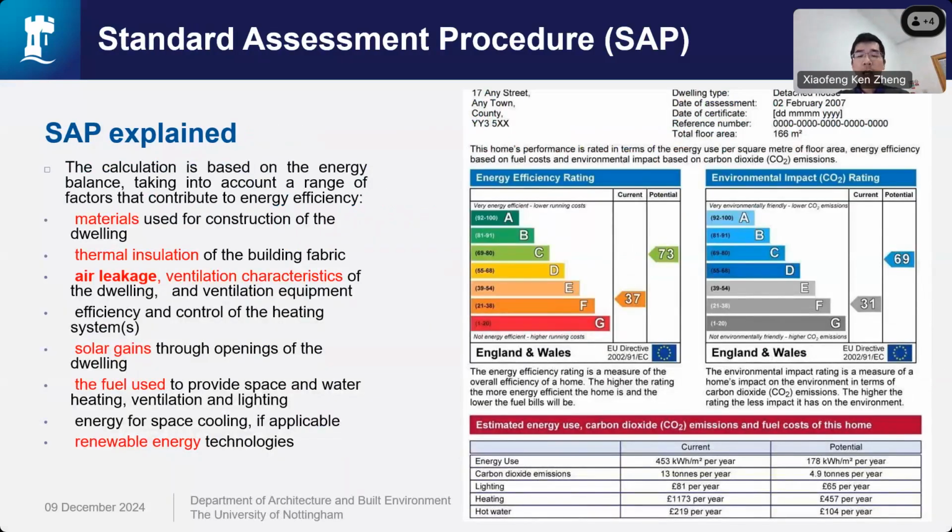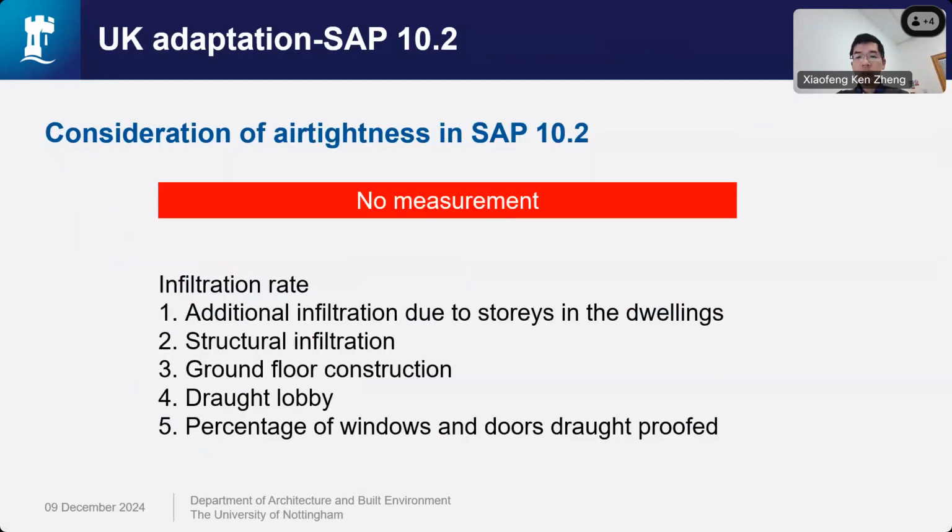So within the UK, SAP, short for Standard Assessment Procedure, is the UK government's current go-to system for figuring out how energy efficient a home is and how much CO2 it produces. It looks at things like construction materials, insulation, heating, air leakage, ventilation characteristics, and also whether the home uses renewable energy to come up with a rating. So how is infiltration estimated in SAP?